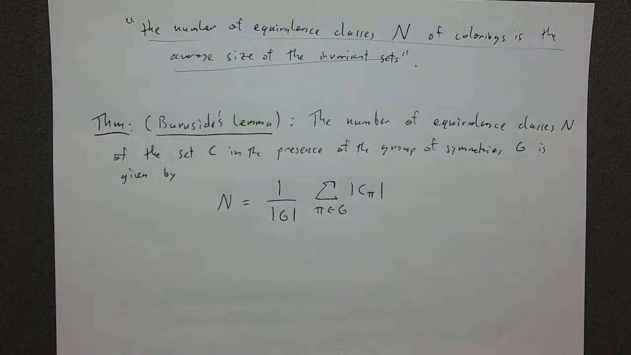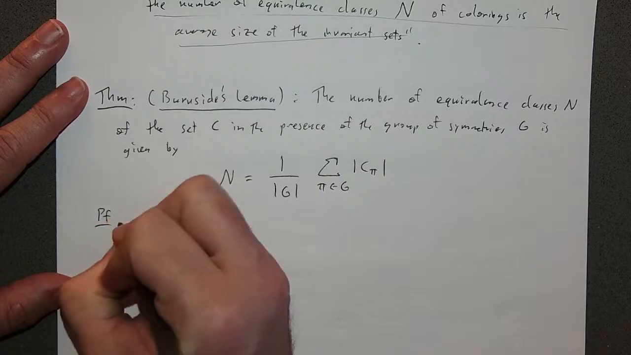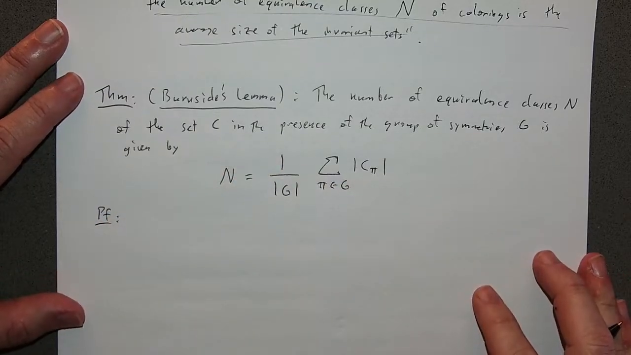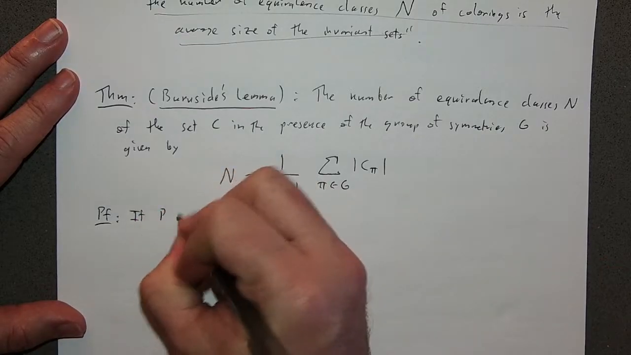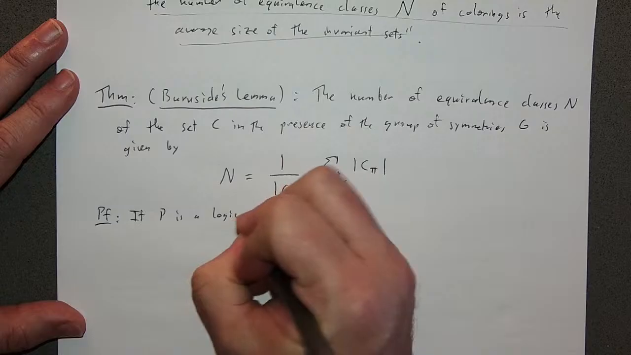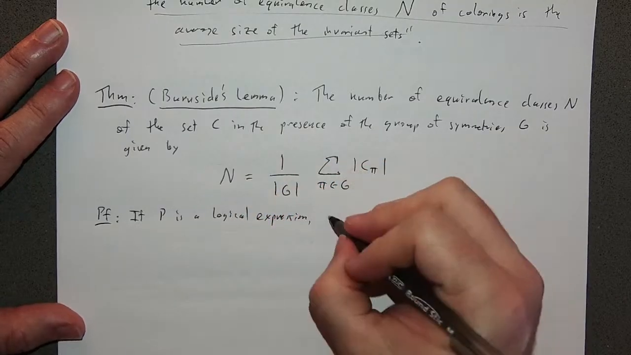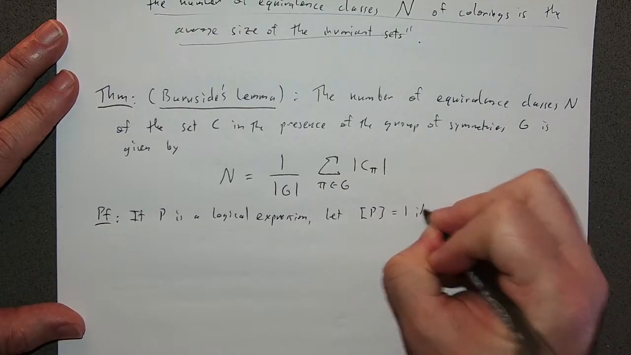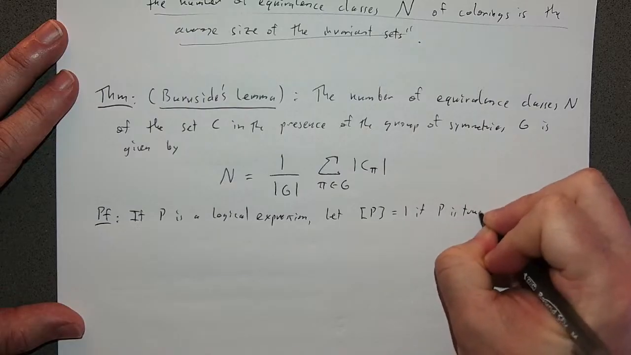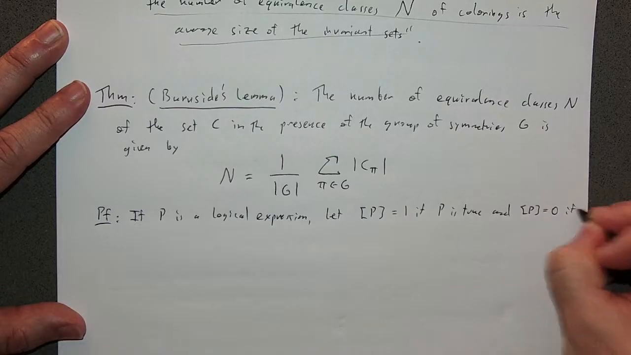Okay. All right. So then, proof of Burnside's lemma, and then we're going to apply it to actually solve these problems. So if P is a logical expression, let square bracket P be 1 if P is true, and square bracket P be 0 if P is false.